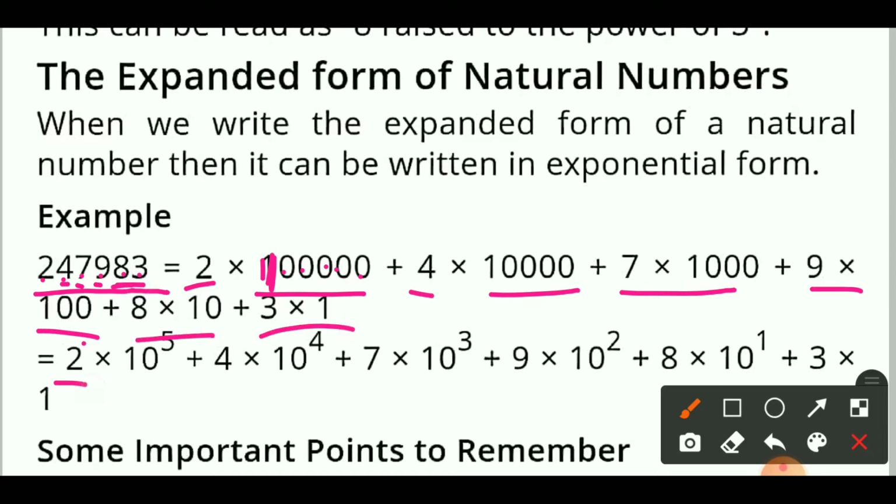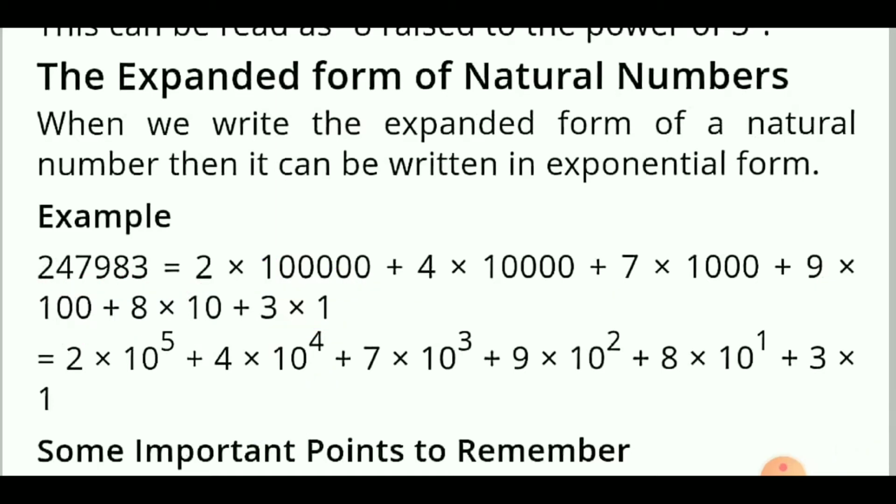So basically how many zeros are there? Here we have 5 zeros, so that means 10 raised to 5. How many zeros are here? There are 4 zeros, so 10 raised to 4. 3 zeros are there, so 10 to the 3. 2 zeros are here, that means 10 to the 2. And 1 zero is there, so it means 10 raised to power 1. And 3 multiplied by 1, or you can write 10 raised to power 0.